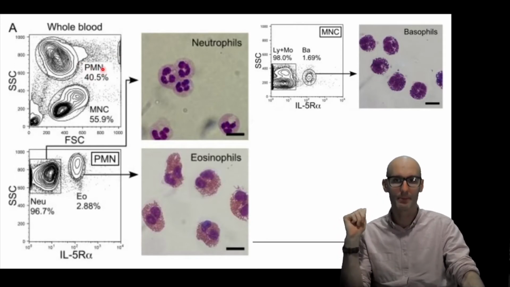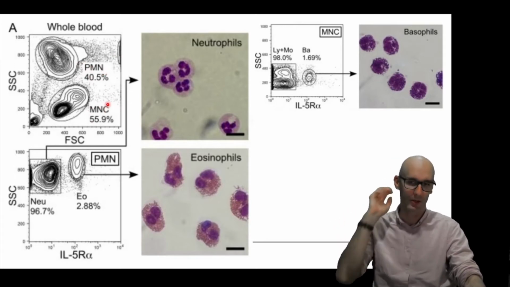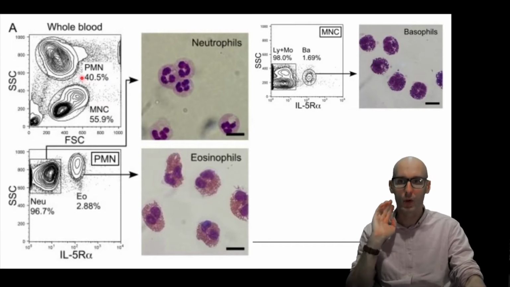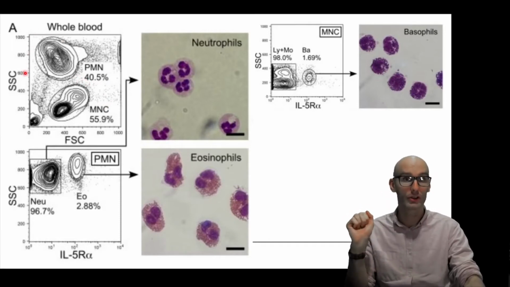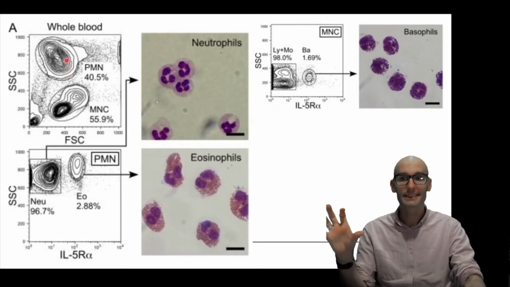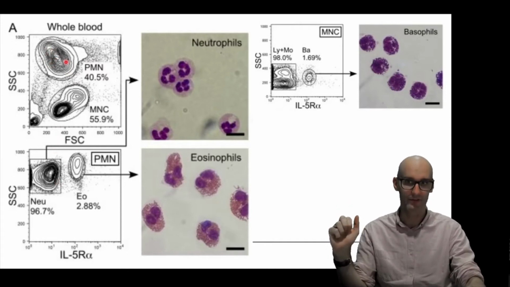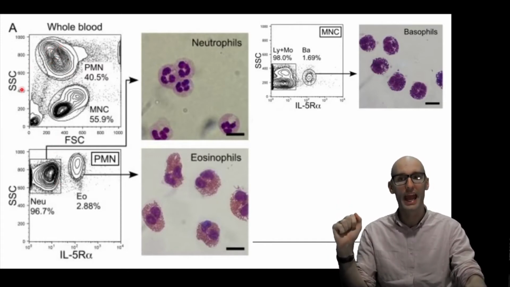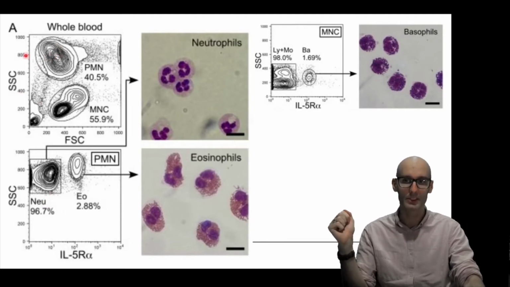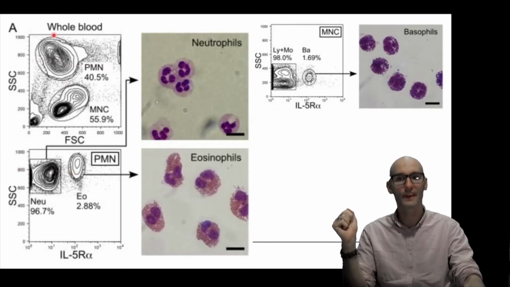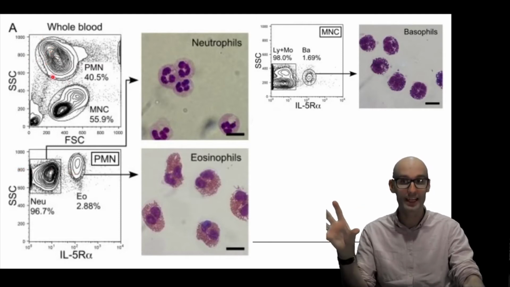Polymorphonuclear cells in PMN and mononuclear cells in MNC. So if we draw a circle around here, that's called a gate, and we say I'm only going to let those cells go down to this graph, right? So only these cells have gone down to this graph here. And you can see that the side scatter, which is around 800, stays around 800 on this graph. And so this is called a gate. It's only these cells being let through the gate down to here.